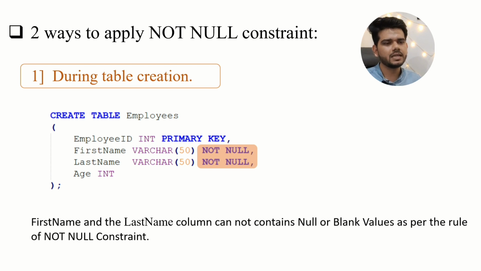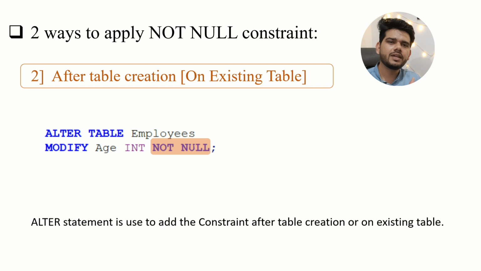Here in this example, we can see that by giving not null after the column definition, we are saying that the first name and the last name columns cannot contain null or blank values as per the rule of the not null constraint. The second way to apply the not null constraint is altering a not null constraint after the creation of the table. Above we have understood how to add the not null constraint at the time of table creation, but let's say we already have the employees table present in the database, then how can we add the not null constraint to a particular column? That's where the alter statement is used to add the constraint after table creation.